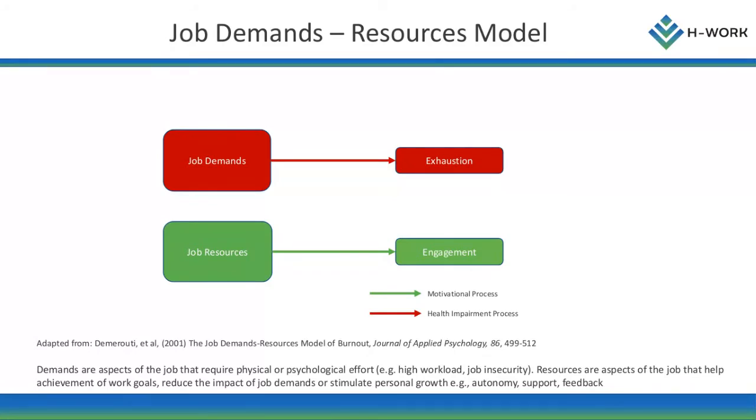But there are also aspects in work which are considered to be resources. So these are things which help in the achievement of work goals. They might help to reduce demands, and they also help to stimulate growth and development. So that's things having social support, control and feedback within the workplace. The demands might be things like role ambiguity, role conflict, job insecurity. But the resources can be beneficial in that they will lead to engagement over time as they help to provide energy.